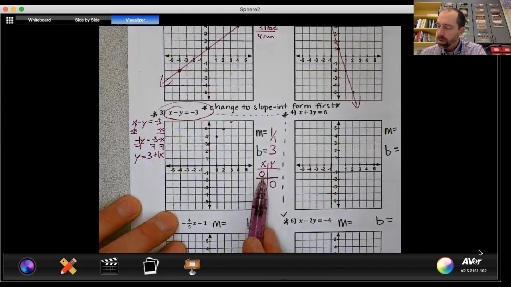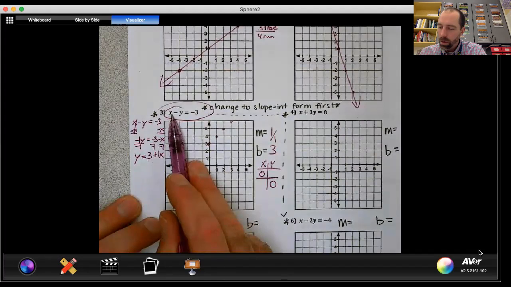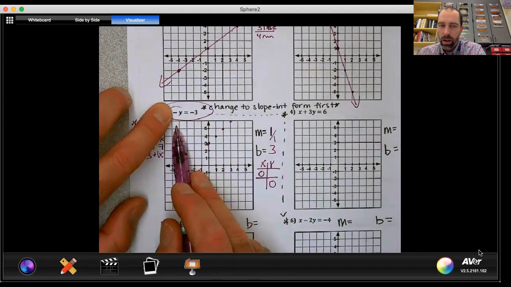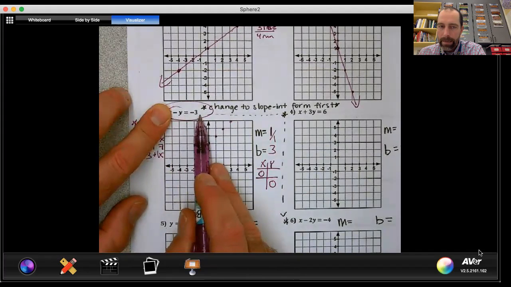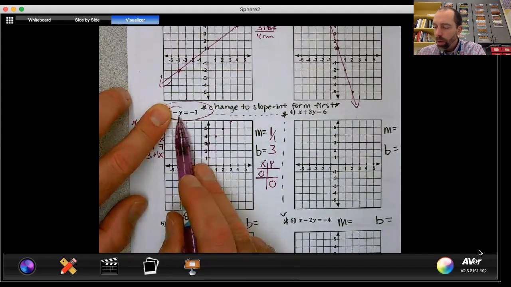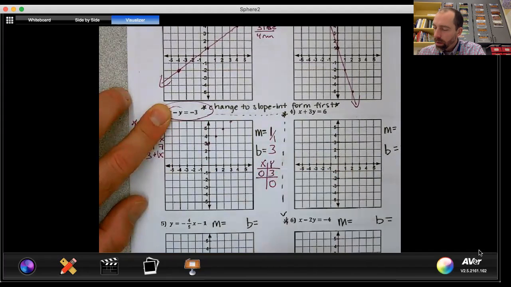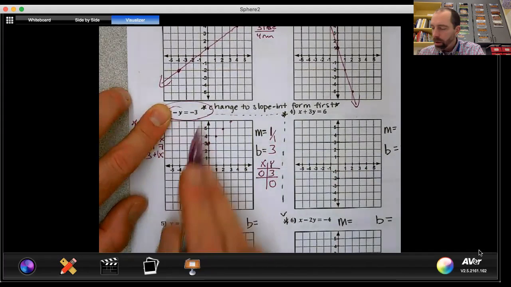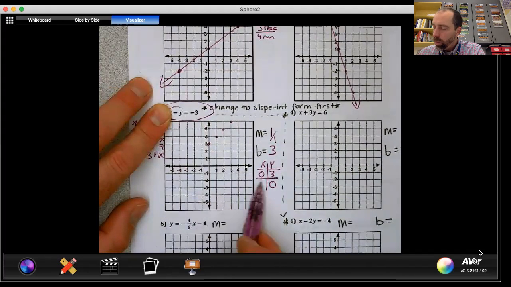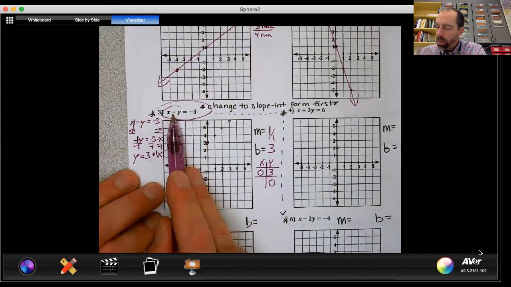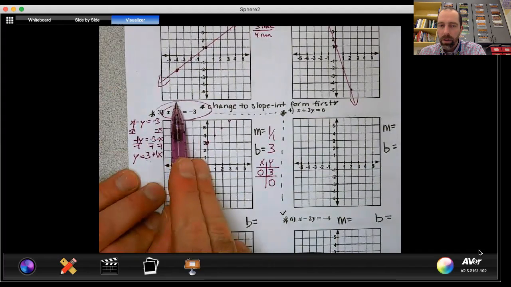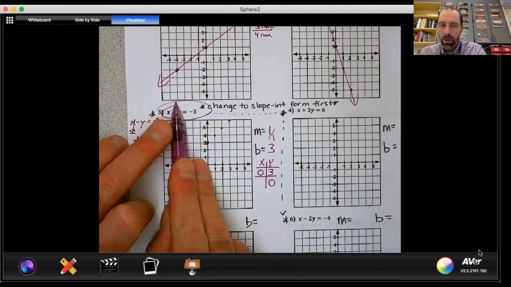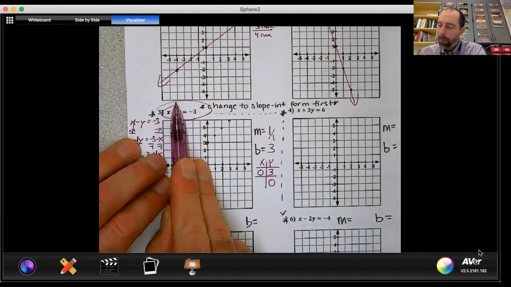Okay, so when I look at this equation, if x was 0, that means there's no x. So I'm just going to cover that up, and I'm just solving this equation. Negative y equals negative 3. Okay, so y would have to be 3, because negative 3 equals negative 3. Now, when y is 0, that means it's going to be x minus 0. So that whole minus y part is gone, and I'm just solving this equation. X equals negative 3. Well, that's pretty simple. That means x is negative 3.